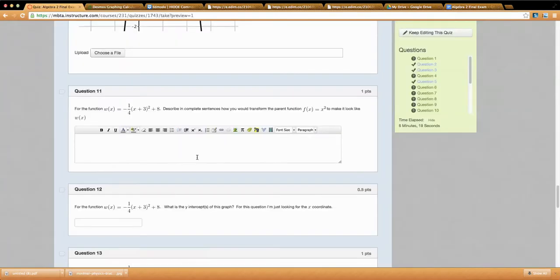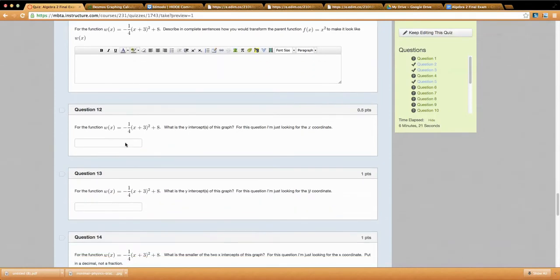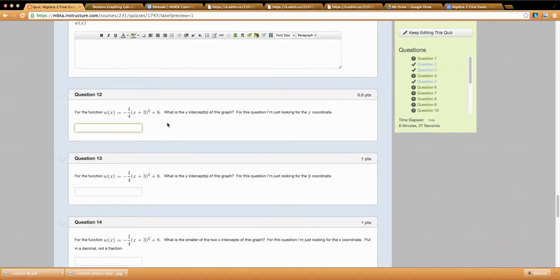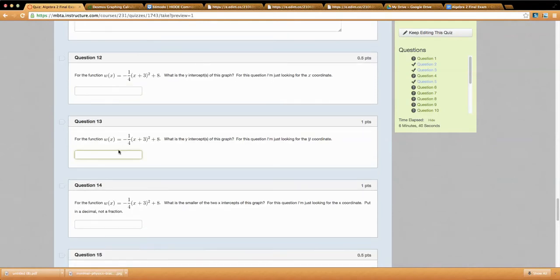And I asked it in kind of an expanded way. What I want you to do is find the y-intercept. All I'm looking for is the x-coordinate. So tell me what the number is for the y-intercept, the x-coordinate. Because if you're finding an intercept, you need to find two values, an x and a y. I just want the x, and I want you to plug it in there. Over here is basically the same question, but now I'm asking for the y value of the y-intercept.